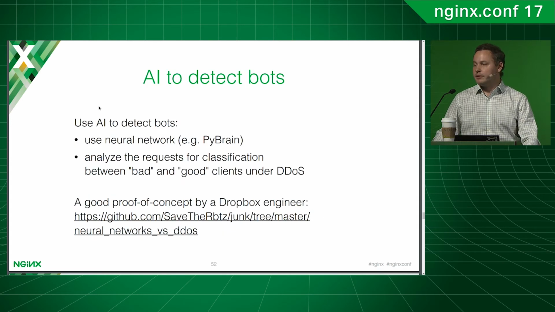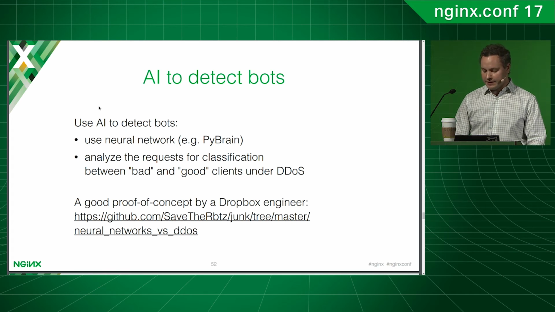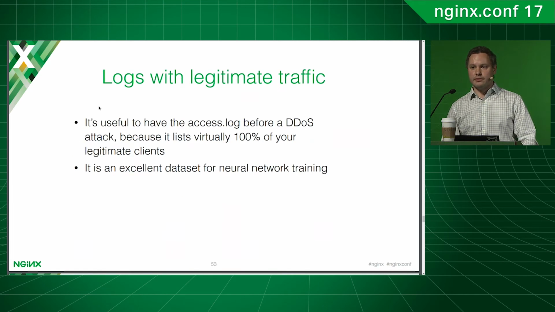There is a good proof of concept by Alexey Ivanov, with the source code on GitHub, just to show how easily you can create a neural network and apply it to the access log to find out the bots. But of course, for training the neural network, you need some access log for good traffic. So this is a kind of limitation. But nowadays, there are so many frameworks. Even AWS provides a lot of capabilities for machine learning, so you can use it as well.